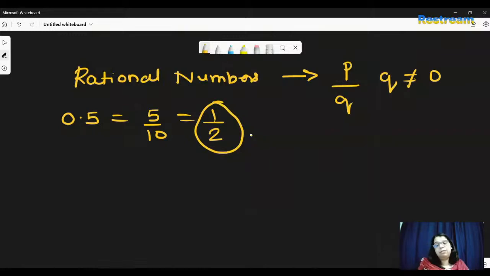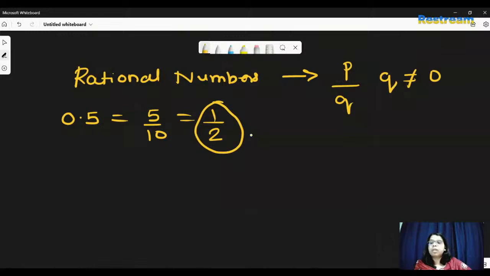Now, what will happen when Q is equal to 0? We cannot divide anything by 0. If we try to divide anything by 0, we'll get an undefined answer. So you have to always remember that your denominator should never be equal to 0. If the numerator is 0, fine, you have no issues with it. But the denominator can never be equal to 0. If you are getting a denominator of 0, that means something is going wrong when you are doing your operations. So always remember: no 0 in the denominator.